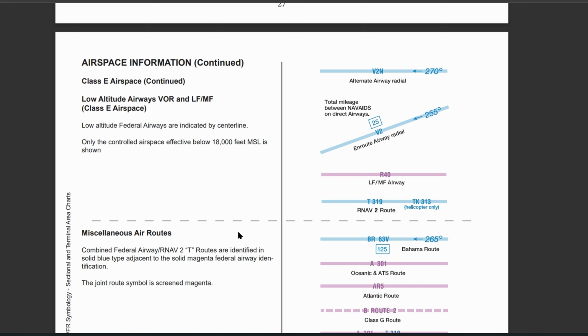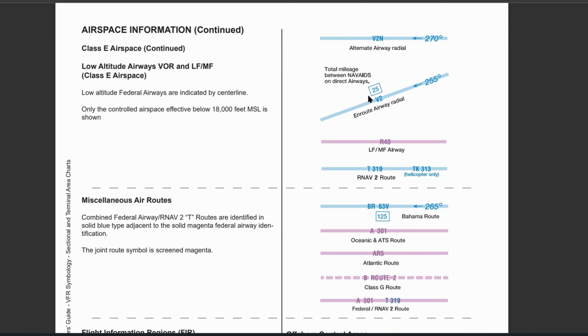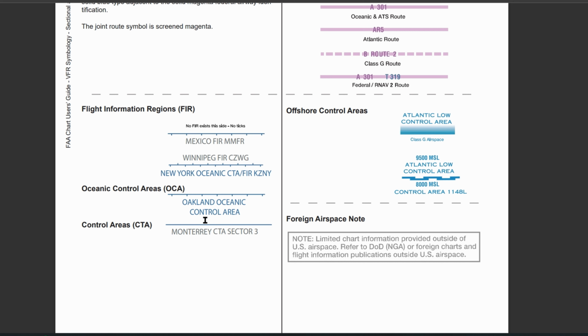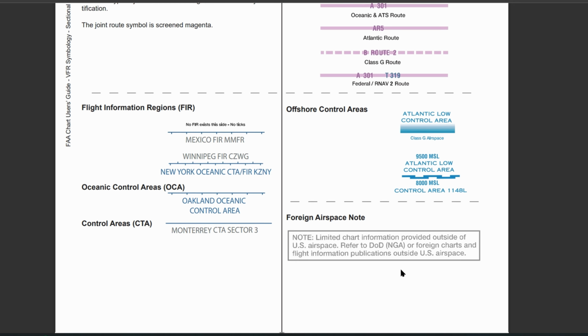We're going to look at different frequencies now. So that's going to be this first part, VOR, which is very high frequency omnidirectional range. You also have low frequencies and mid frequencies. So those are just important acronyms to know. You can see specific routes here. You also have miscellaneous air routes that are shown here. Flight information. You have offshore control areas as well, and then foreign airspace, which is typically limited on how much information it gives.